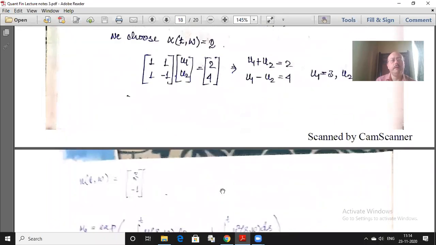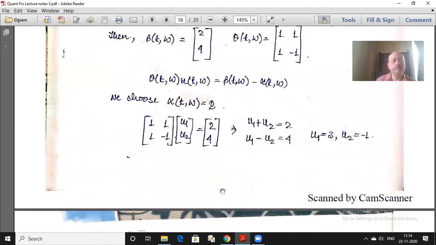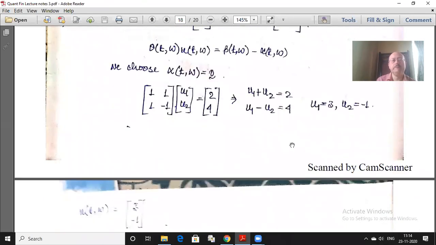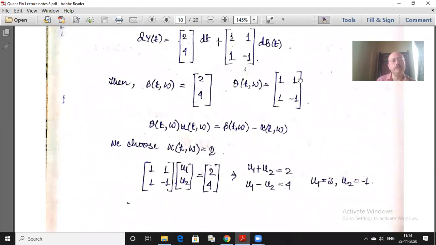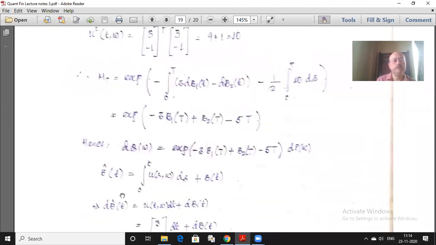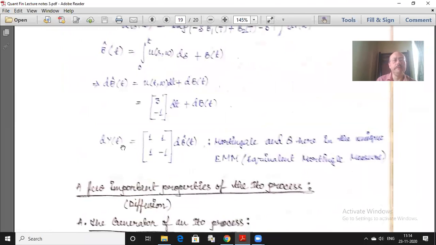What is my answer? I know that the new representation of the process will now be theta dB hat, because alpha is 0. So dYt will be just theta dB hat. Theta, we know exactly how it looks. So the new process dY will be represented by simply this theta times dB hat, where of course dB hat is redefined with this trend. So the trend is sort of absorbed in B.